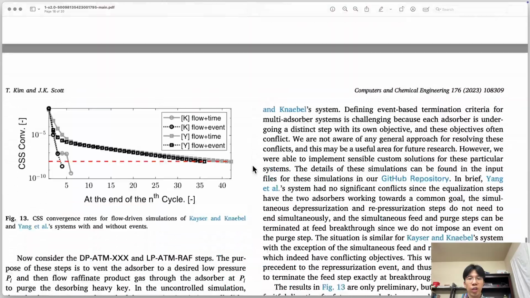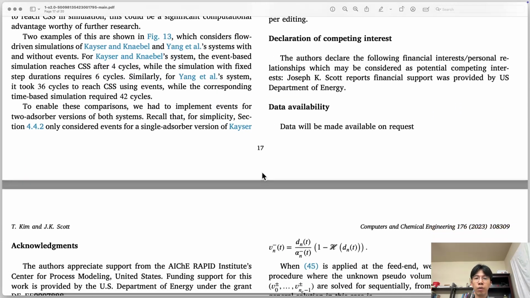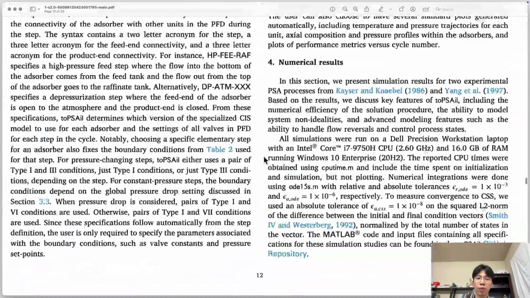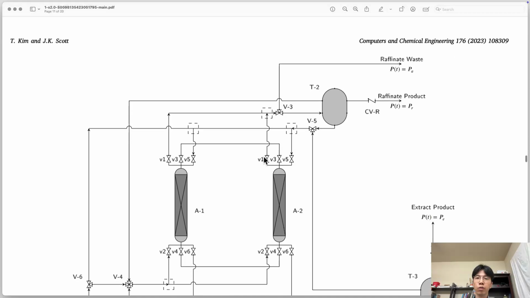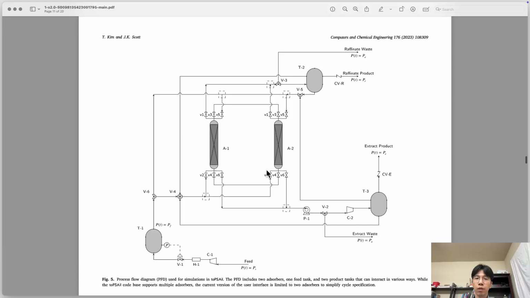And that's pretty much it. So we included a lot of advanced modeling features in our toPSAil simulator. And the framework is really intuitive, especially when we think about the pressure flow diagram too. Once you get used to this framework, you'll be able to start thinking in terms of how these two adsorption columns should interact with each other, as well as the other units in this flow sheet, and then what we need to specify to simulate the different types of PSA cycles that we want.